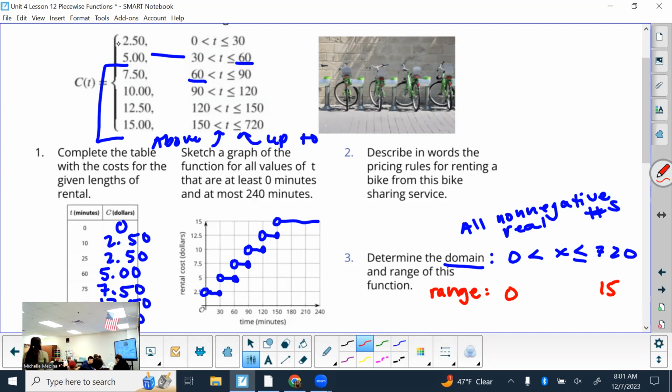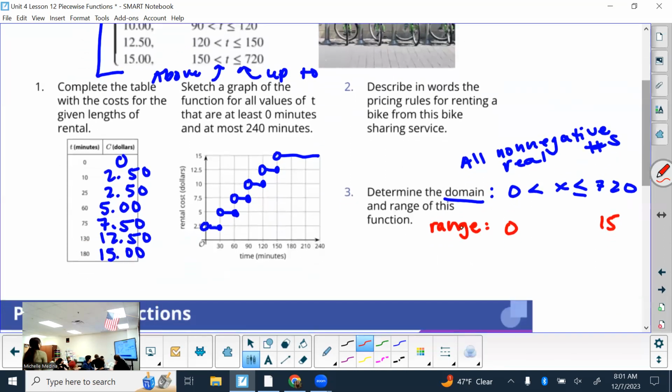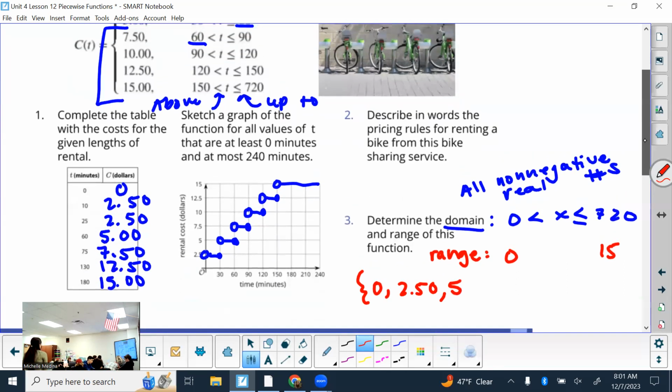No. In this case, no. So I'm not gonna represent it as an inequality because it's not everything in between. I'm gonna represent it as a list. So when you're doing it as a list, that means it's only a few options. So it would be 0, $2.50, $5 up until you get all the way to their maximum price of 50.